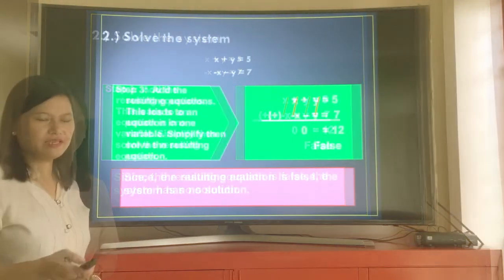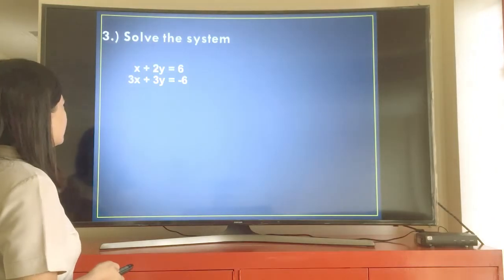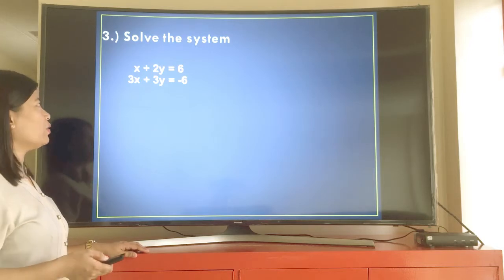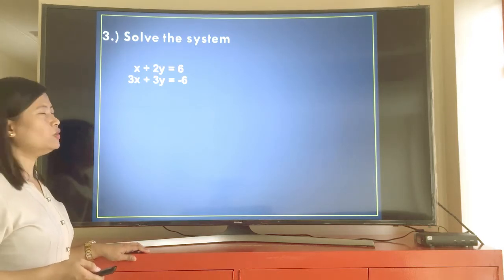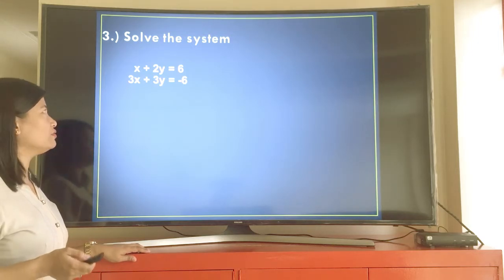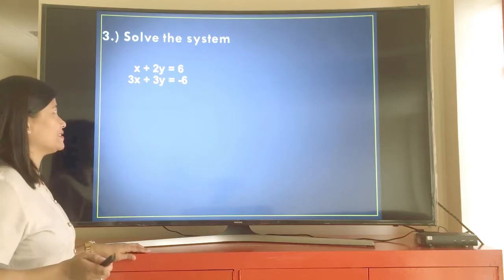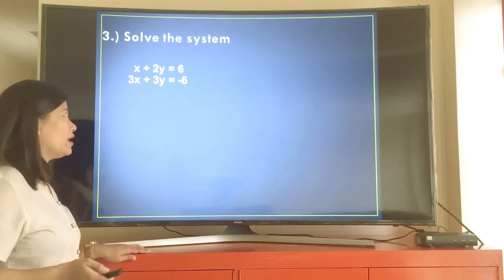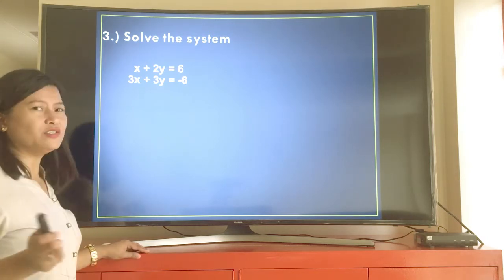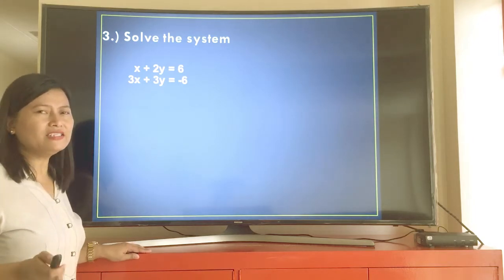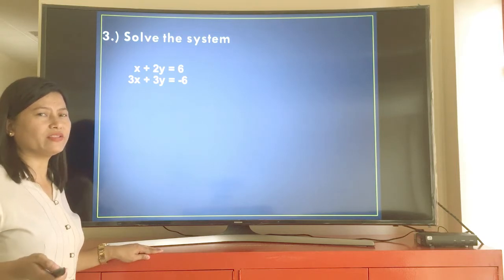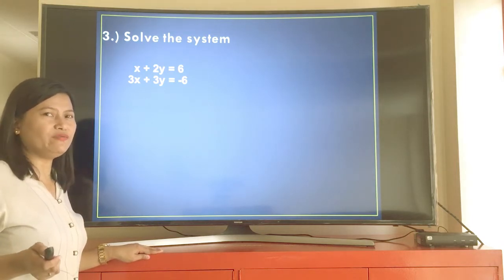Let's have example 3. Solve the system x plus 2y equals 6 and 3x plus 3y equals negative 6. Looking at equation 1 and equation 2, they are already in standard form. What about the coefficients of variables x and y? We do not have opposite coefficients. And so, we will multiply a non-zero number in either equation 1 or equation 2 or both for us to have opposite coefficients.